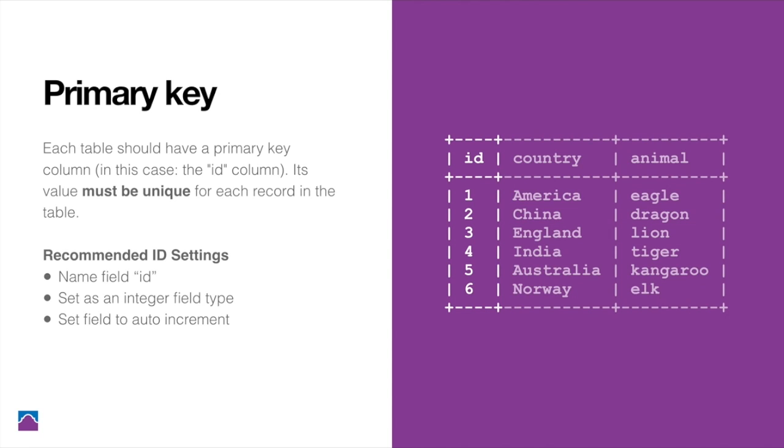Recommended is to call that field ID, and even if you have another identifier, for example, everybody's going to have a unique email, you still should create an ID field or column. That should just be your automatic thing to do. So when you create a table, definitely have an ID in place. And then also you should set it as an integer field type. I'll go over what the field types are in a little bit. And also you should set it to auto increment.